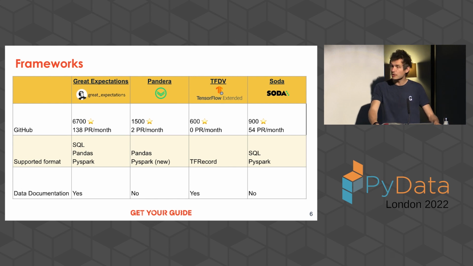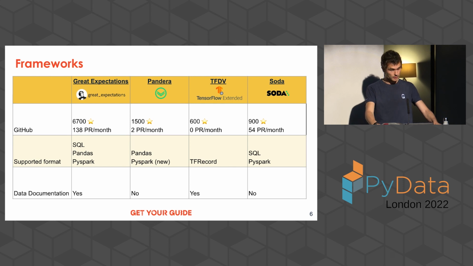So the first one I want to talk about, I think there was already some tutorial yesterday in the morning about Great Expectations. And I think that's the most active project I've seen. It also supports most of the formats, so SQL, Pandas, PySpark, and it also renders data documentation, which I think is pretty great. So it's like human readable documentation of the expectations that you have on your data. And yeah, that's pretty interesting, the first one I think we can talk about.